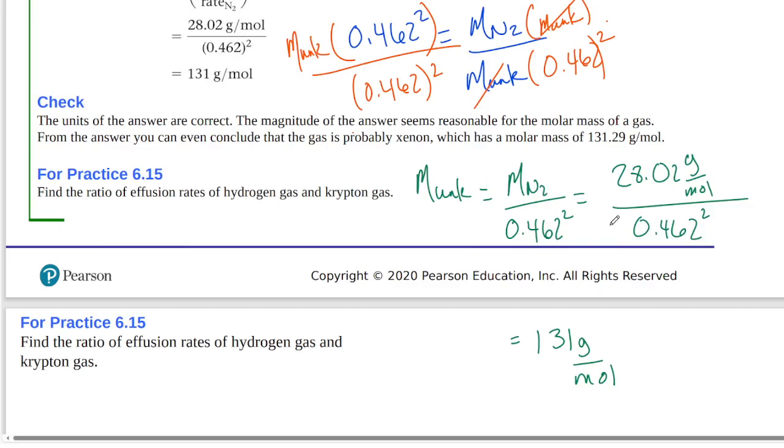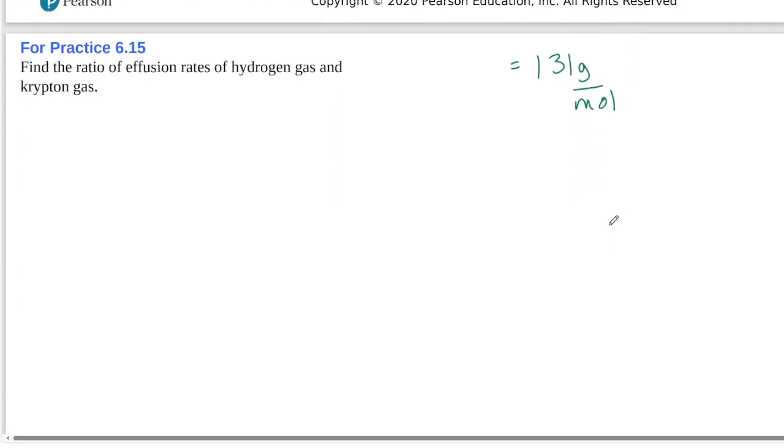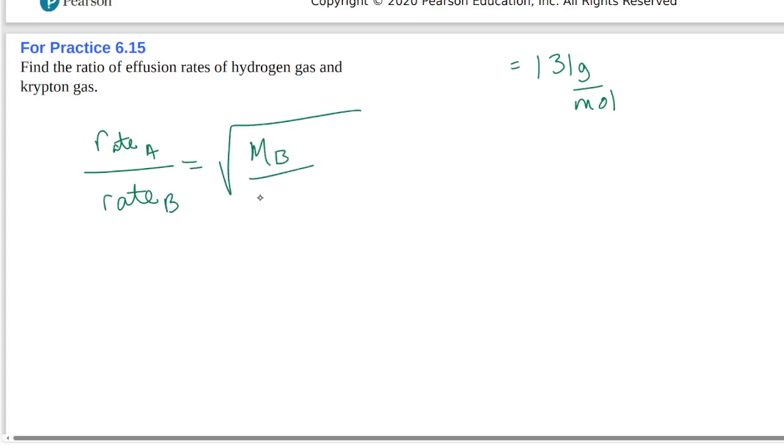Okay, so now the next question says, find the ratio of effusion rates of hydrogen gas and krypton gas. So we're asked to find that ratio. So remember that the rate of effusion of gas A to the rate of effusion of gas B is equal to the square root of the molar mass of B to the molar mass of A. So we're asked to find this ratio. Find the ratio of effusion of hydrogen to krypton. So I'll just call the rate A to rate B the ratio.